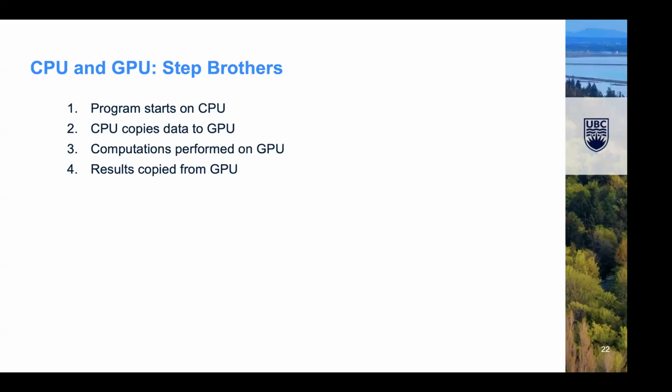The CPU or the GPU to perform the analysis copies data to the GPU. The GPU then performs some sort of analysis with instructions from the CPU, and then the results are copied back from the GPU to the CPU.